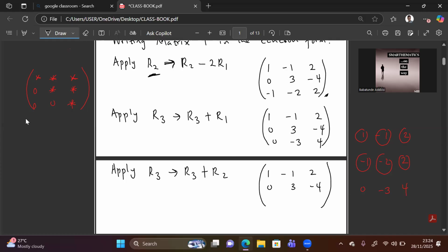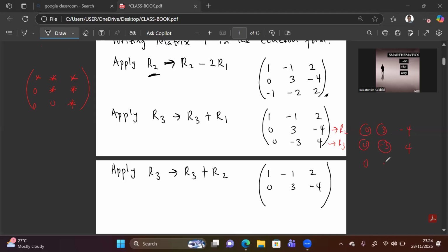Permit me to erase this part. Okay. So I want to change my R3 by adding R3 and R2. This is R3 and this is R2. So R2 is 0, 3, minus 4. R3 is 0, minus 3, 4. So when I add them, 0 plus 0 gives me 0. 3 plus minus 3 gives me 0. Minus 4 plus 4 is 0. So everything gives me 0, 0, 0.